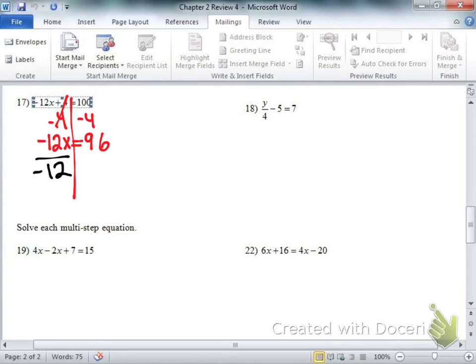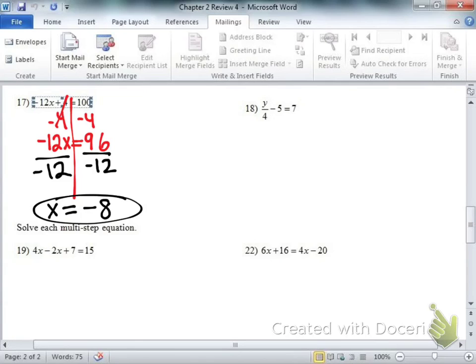Then I would need to divide by negative 12. Make sure you're not dropping that negative sign as you're rewriting your steps. That's a positive divided by a negative, so I know my answer is going to be negative, and I believe you get 8. What? Why I get 108?